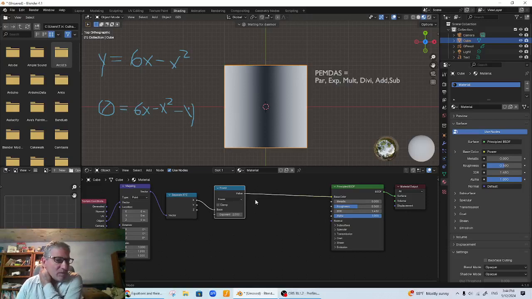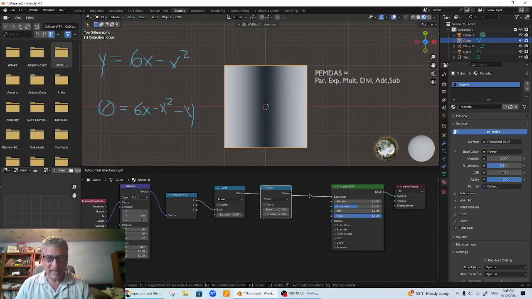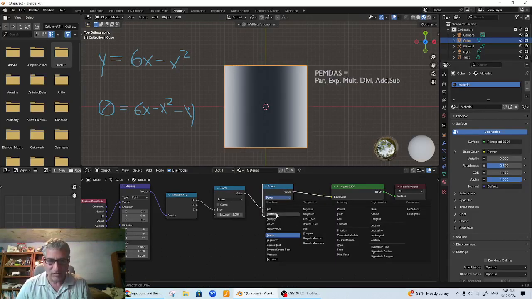And then we want to take that x squared and subtract it from 6x. So we will add, Shift D, and add this over and turn this into a subtraction.